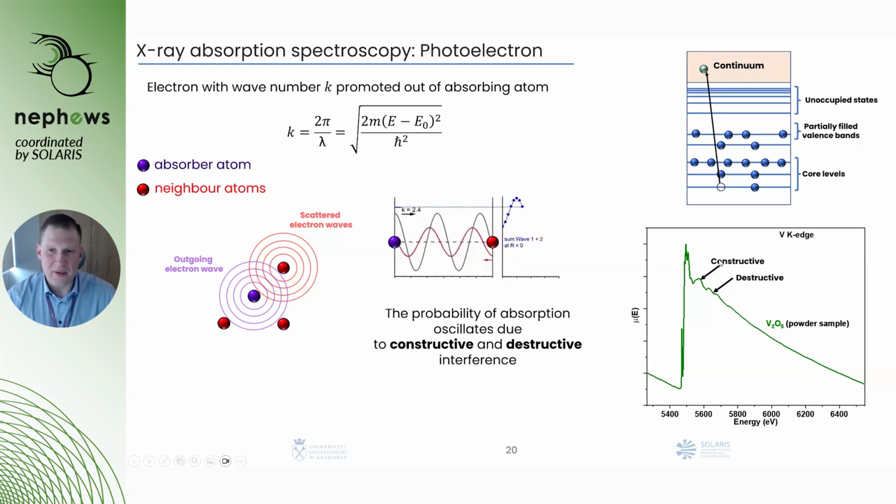For example, if we have a constructive interference of outgoing and scattered electron wave on the level of the absorber atom, we have an increase of the absorption coefficient. If we have a destructive interference, then we have a decrease of our absorption coefficient.